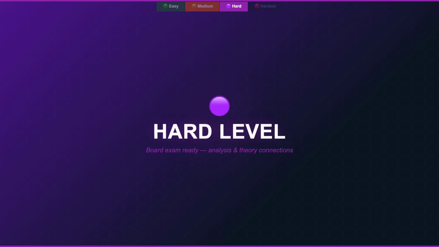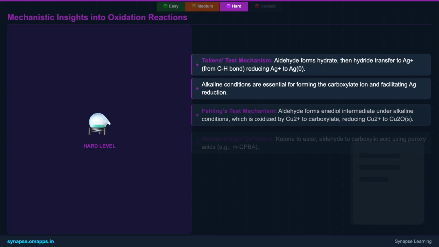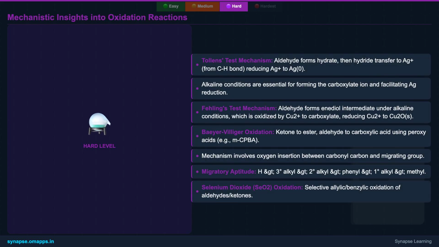Ready to delve deeper? Let's uncover the intricate mechanisms and specialized oxidation reactions that challenge even the sharpest minds. Let's peel back the layers and understand the actual step-by-step processes behind these reactions. In the Tollens test, the aldehyde doesn't just spontaneously oxidize. First, it forms a hydrate in the aqueous solution. This hydrate then becomes the substrate for the silver diamine complex.